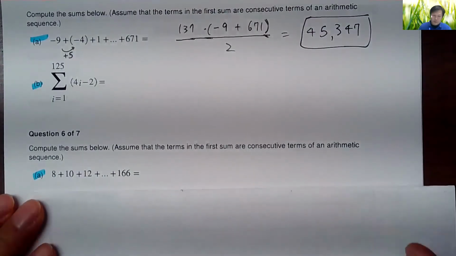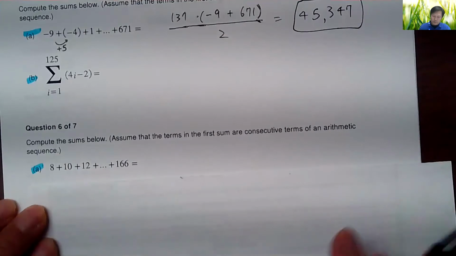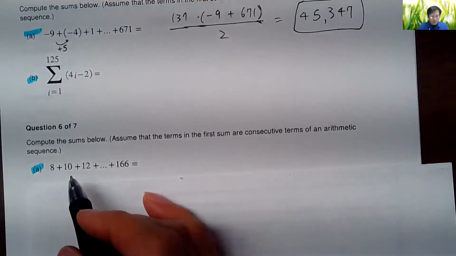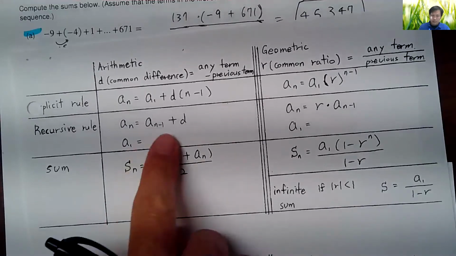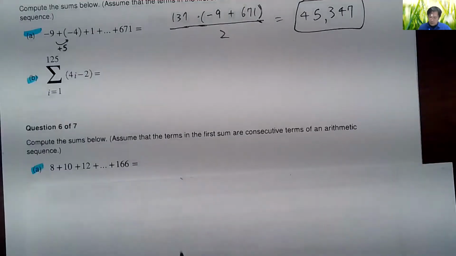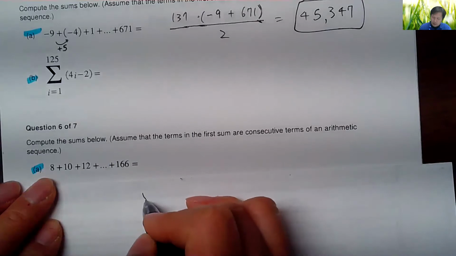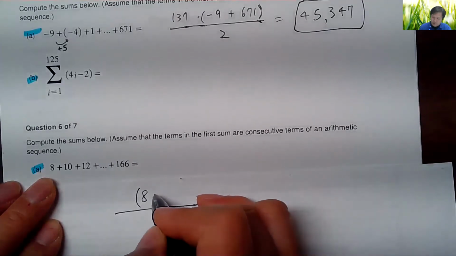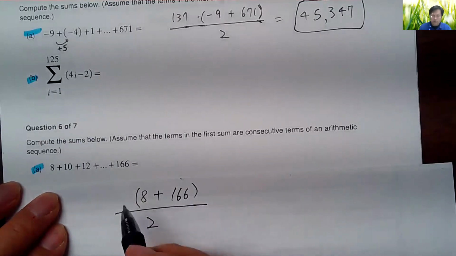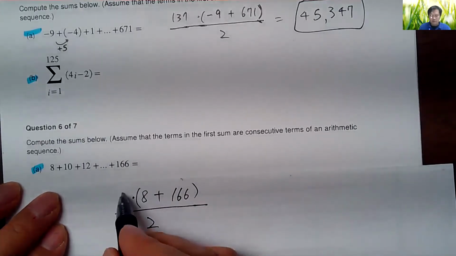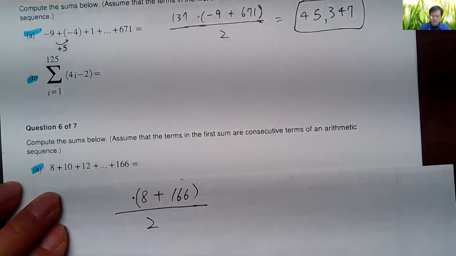Okay, let me go over that question one more time with you. By looking at the formula of an arithmetic series, first term is 8, plus last term is 166, divided by 2. All we need is the value of n. So I can plug it in and we are done.